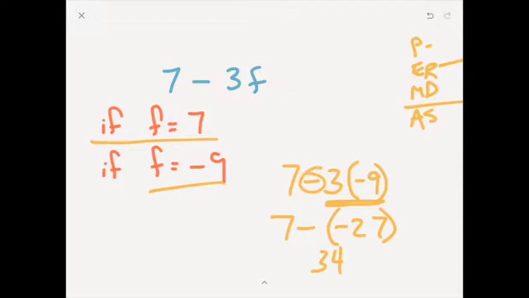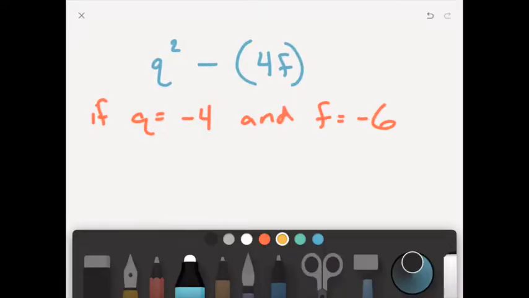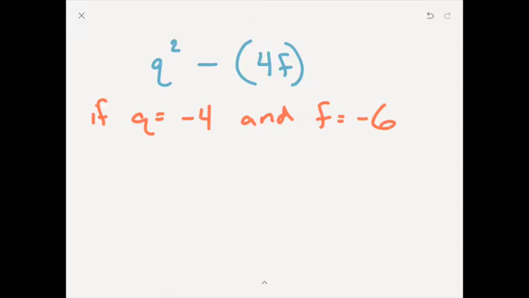Let's take another example. All right, so here we've got two variables, but it really is exactly the same thing as before. We've got q to the second power minus 4f if q is -4 and f is -6. So the first thing I'm going to do is swap things in. So q has a value of -4, so I'm going to put that in for the q, and I'm going to put it in the parentheses.